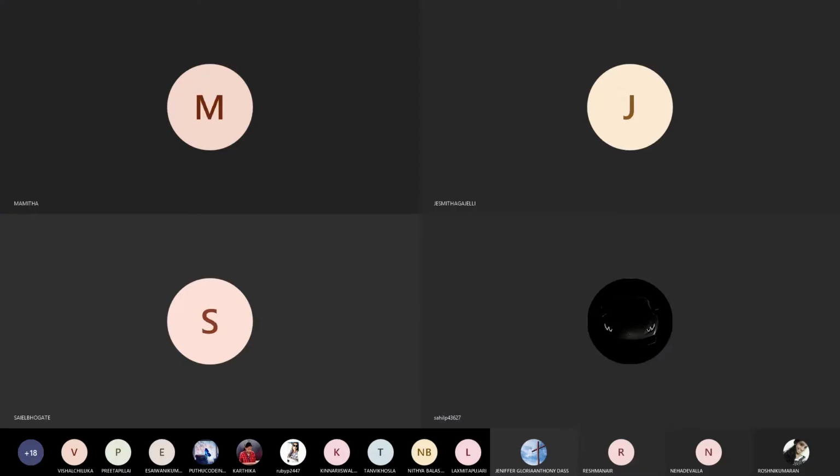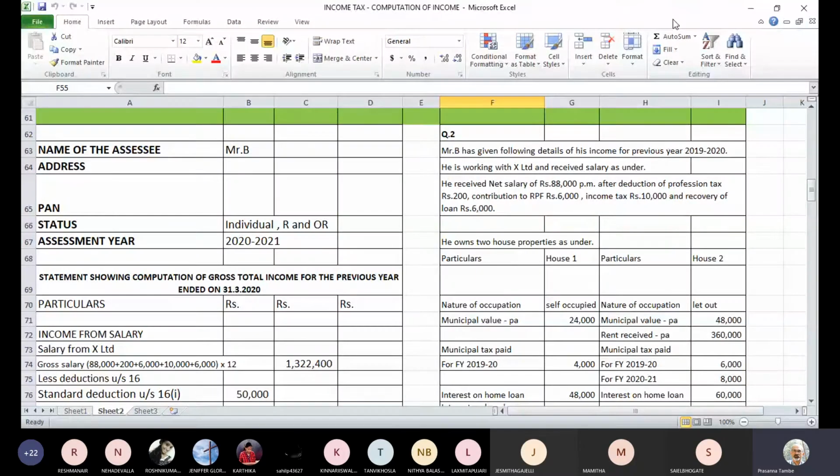So good morning everybody, and we'll begin with the second session on problems and solutions on computation of gross total income. In yesterday's lecture, we completed part of this second sum, and we had completed up to income from salary. Okay, and we have to start from there. Just to recap what we did yesterday.